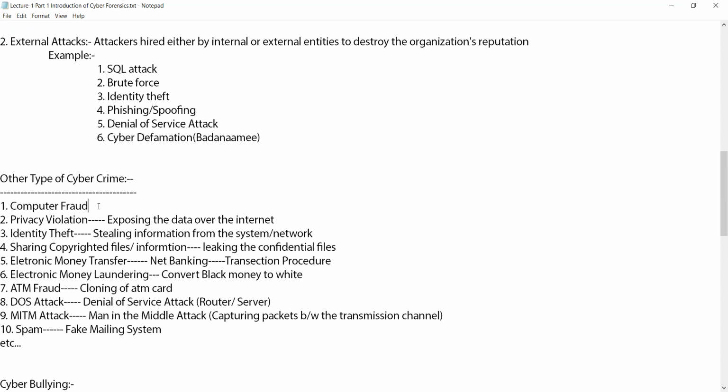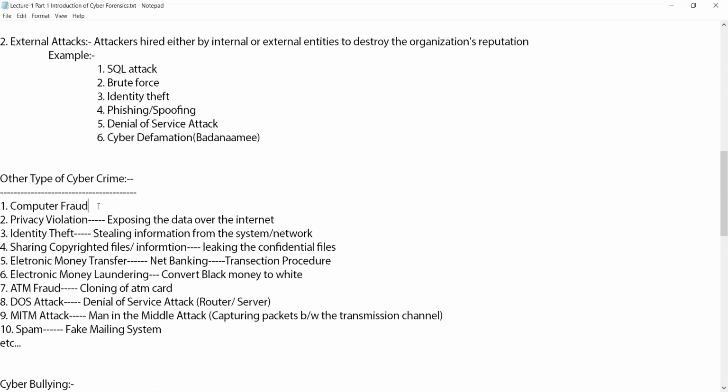The next type of cyber crime is privacy violation. What is privacy violation? If a cyber criminal has already accessed any system or mobile of a different user, and exports some data from that mobile device or system over the internet, then they are performing a type of cyber crime called privacy violation.